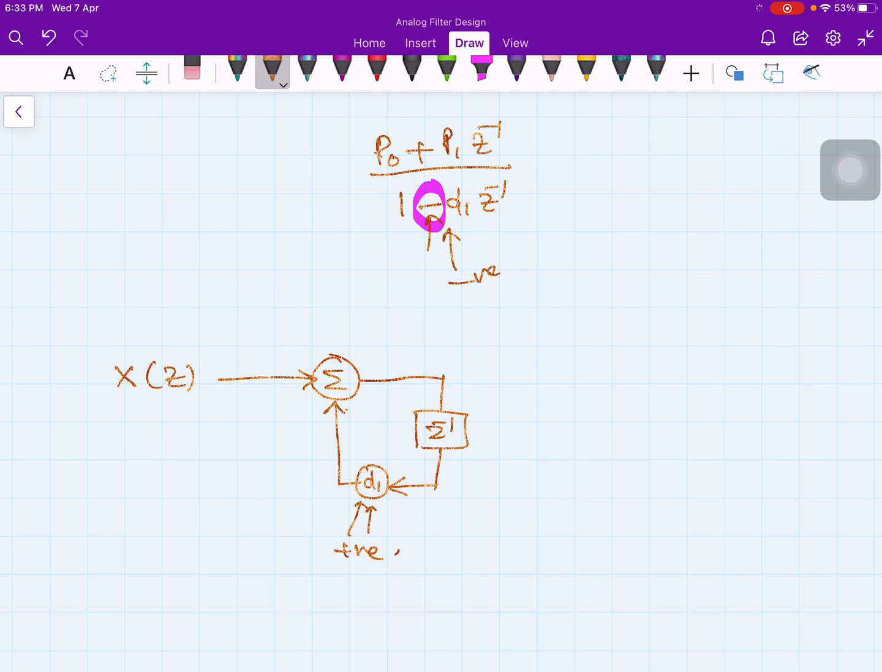And then we have two multipliers, P0 and P1, and the outputs of which are added together to give you y of z. Don't forget to put the arrow mark. That's it.